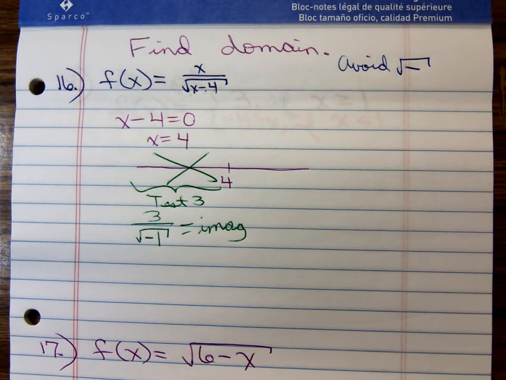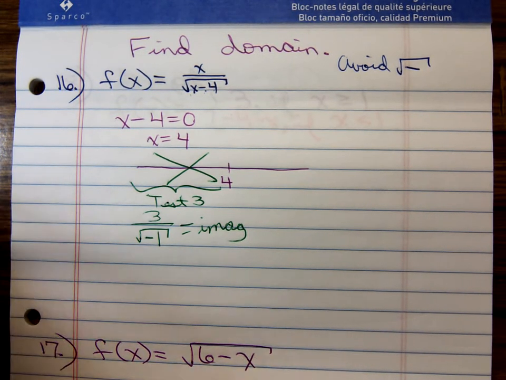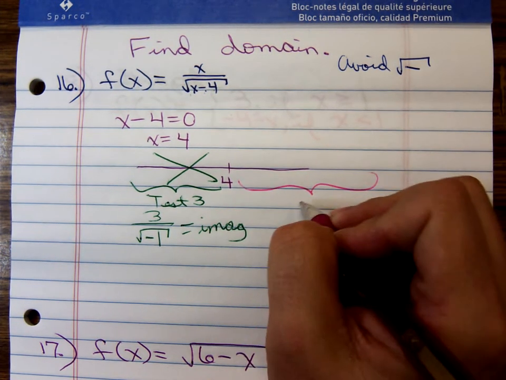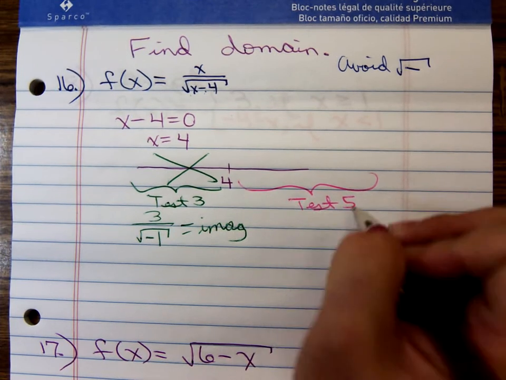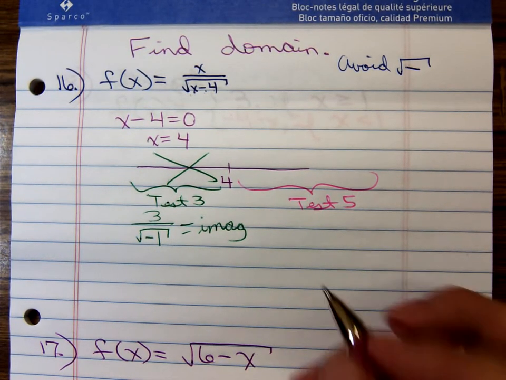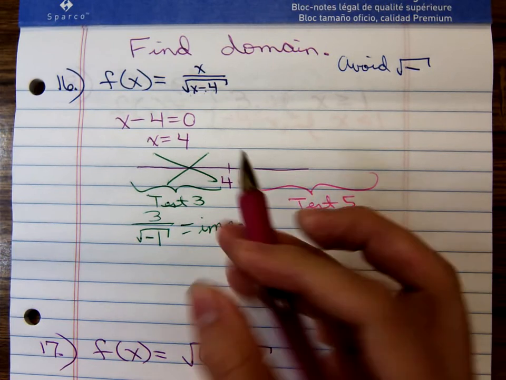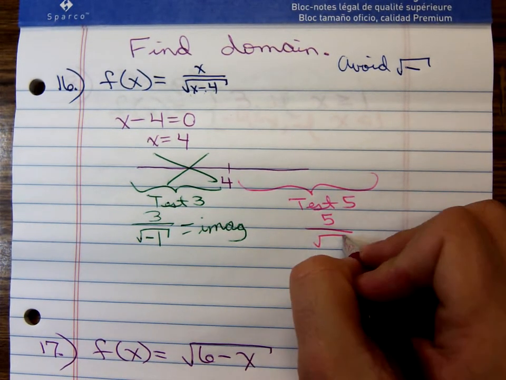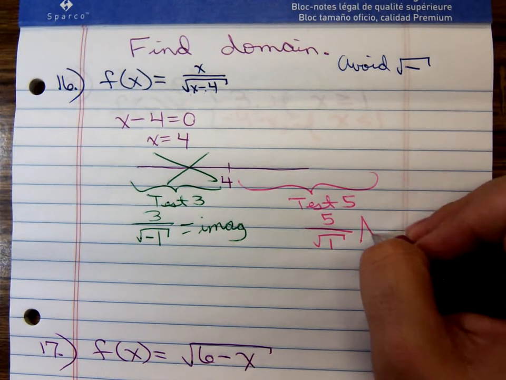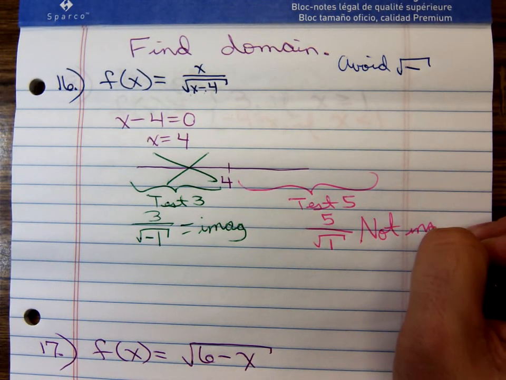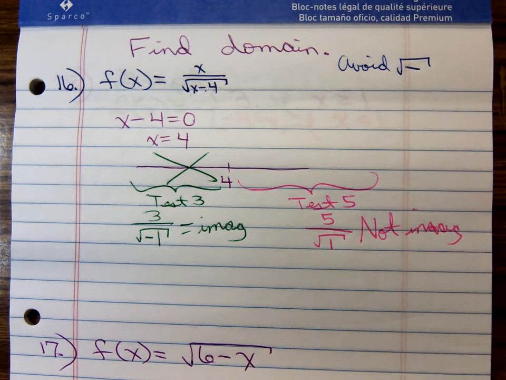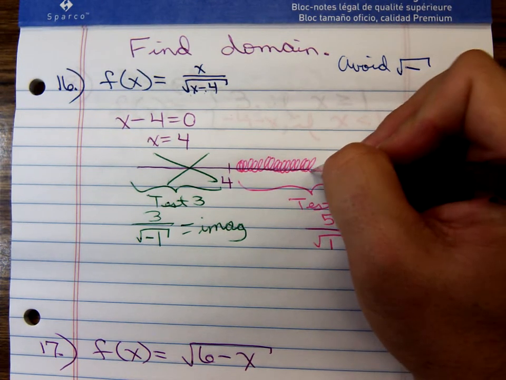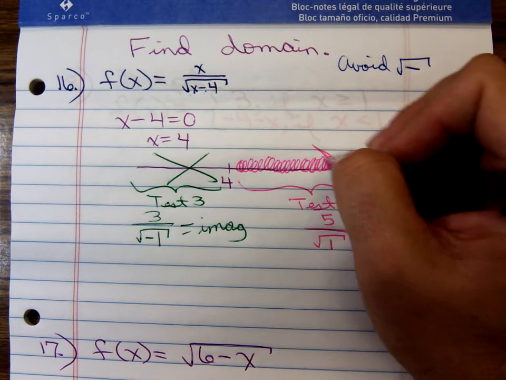So I imagine the other side will give us y values that are not imaginary, but to verify that, we could use a number like a 5, any number bigger than 4. That would give us a 5 over. What are we going to get if we try to create a y value by plugging in 5? That's the square root of 1, a square root of positive 1. That is not imaginary. So this is the side we want.